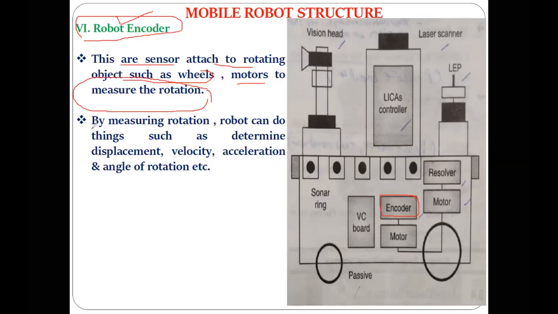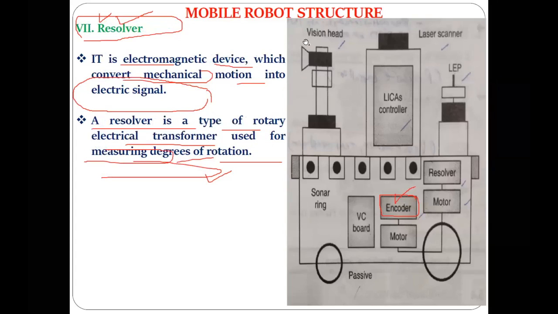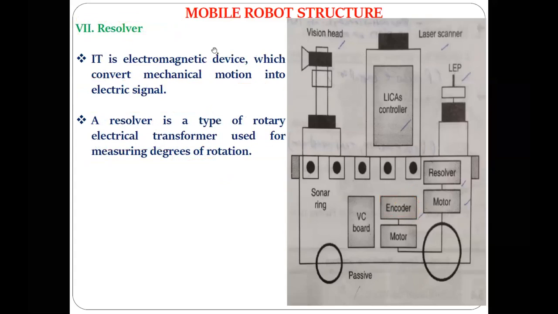Same thing I have mentioned here: by measuring the rotations, the robot can do things such as determining the displacement, velocity, acceleration, angle of the rotation, etc. For that purpose, there is a robot encoder. This is the sixth component in the structure of the robot, the robot encoder. Next we have the resolver. You can see the resolver here.